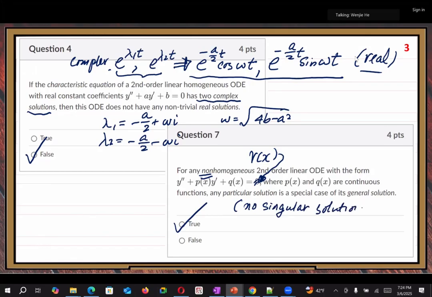Yeah, that's true. We have a theorem for second order ODE about this result. But I just need to use that R function, because it's non-homogeneous, so we should use R. But for homogeneous, it's also true.